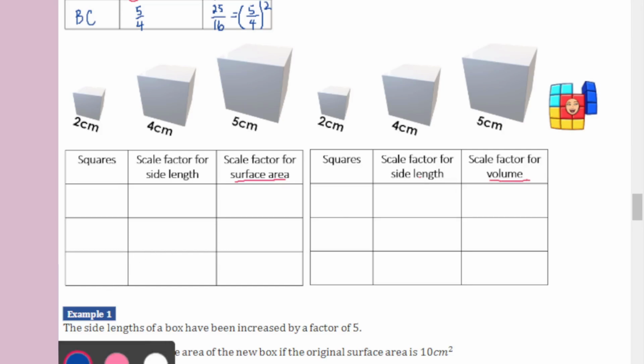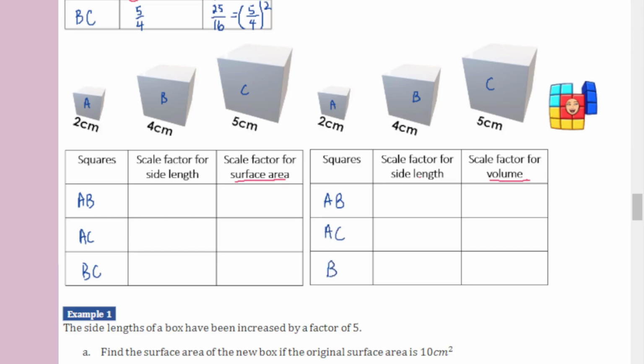So again, I'm going to label my cubes A, B, C, A, B, C. They're the same shape, but on this side we're going to do surface area, over there we're going to do volume. So for the cubes, we're going to compare AB, AC, and BC. We're going to do the same for volume. Before we find the pattern, we're going to find the scale factor for the side length, which we will call n.